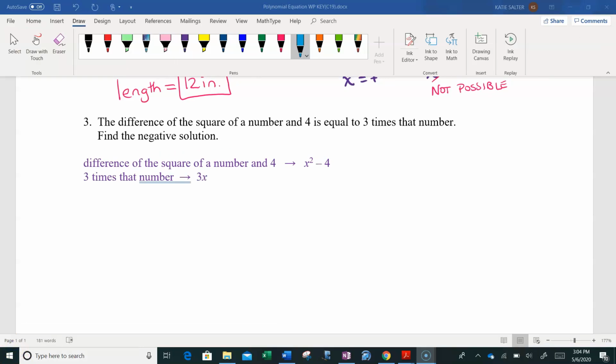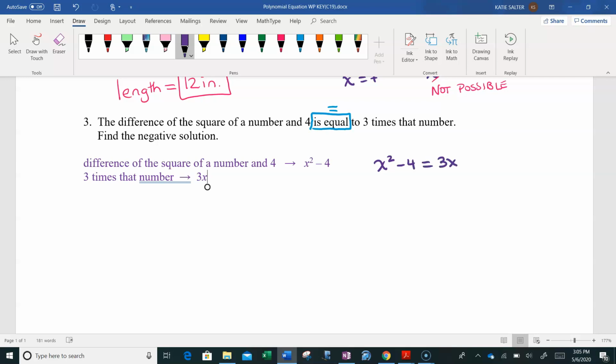Then these two expressions are joined in the middle of this sentence with "is equal to." So we know that's where our equals is, and that's how we're going to set up our equation. x squared minus 4 is equal to 3x.